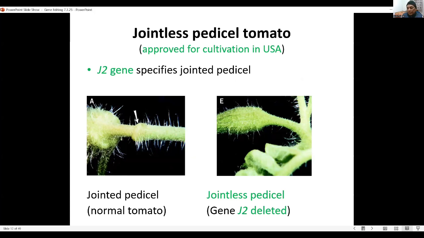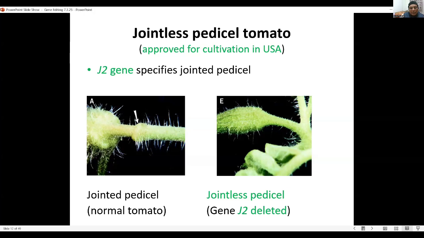At this point, let me briefly outline the procedure for gene editing. The first thing required for gene editing is that you know the gene that you want to change, the gene for which you want to produce a phenotype. Say, for example, this is tomato. If you are familiar with the tomato flower, this is the flower.